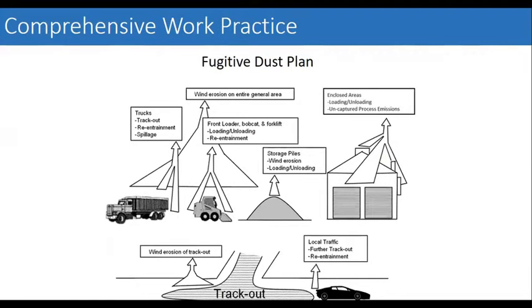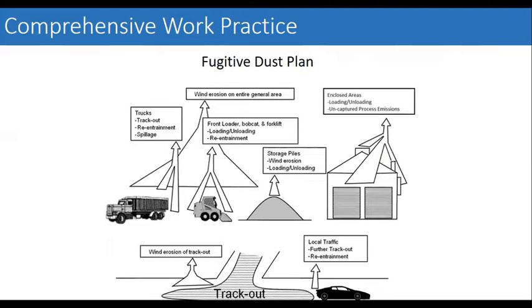From technologies, let's move on to work practices that can be strengthened and made more effective. This graphic shows various sources of fugitive dust within a facility. An effective fugitive dust plan should encompass all sources of fugitive dust in the facility to effectively address it. So an effective fugitive dust plan is one that addresses 4 questions: where, what, when, and who.